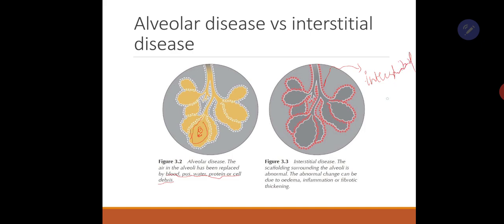In interstitial disease, the scaffolding around the alveoli is abnormal. This abnormal change can be due to edema, inflammation or fibrotic thickening. So, I hope it is clear about the difference between the air space disease, that is the alveolar disease, and the interstitial disease.